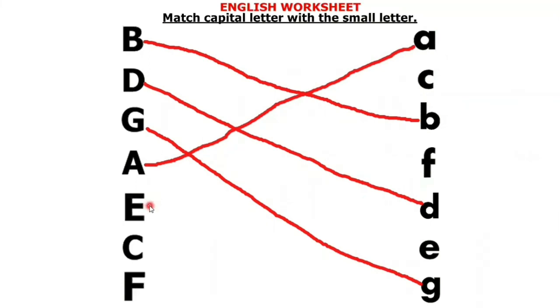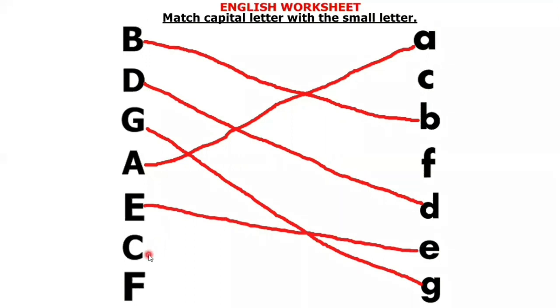Here the next letter is capital E. Now we have to find where is small e in this side. Let us find. This is small a, this is small c, this is small b, this is small f, this is small d, this is small e. Here it is. Now we are going to match capital E with small e. Let us match. We are going to match capital E with its small e. Done. Next.